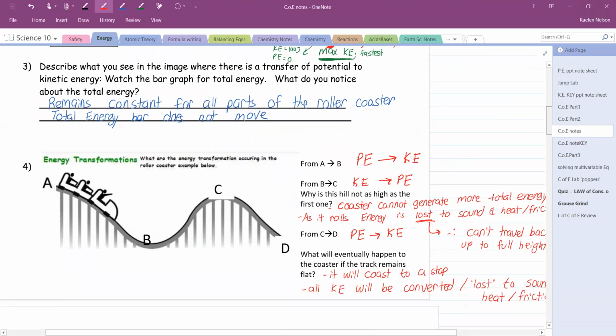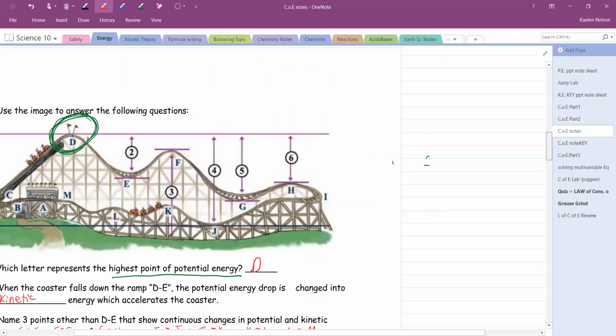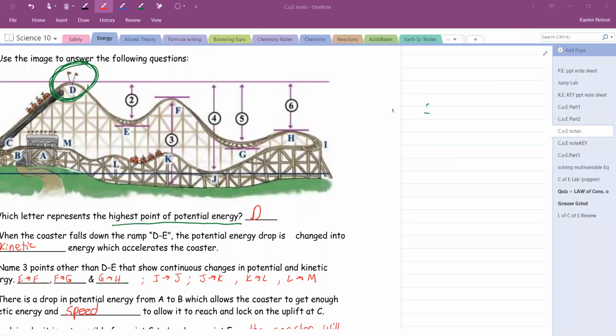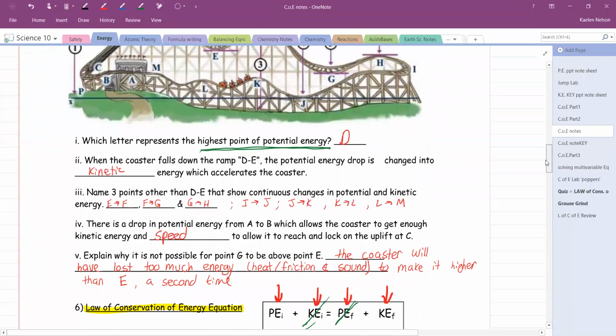For questions 3 and 4, it talks about energy transformations in a roller coaster. I have filled these in for you, so if you want to pause the video, you can fill in your notes. And the same with question 5 here. The start of this coaster, when it asks you the highest point for potential energy, which is there, it's talking about starting here and then going down the first hill. So I filled in those transformations. I'd like you to try those on your own and then unpause your video and check your answers.